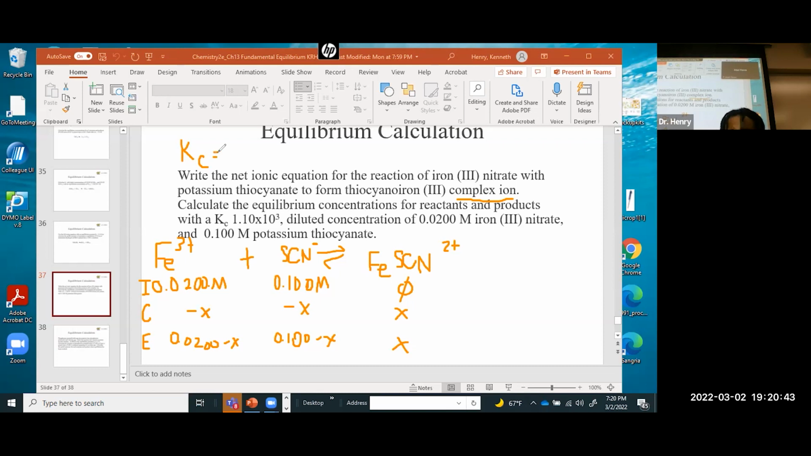So then we have Kc equal to 1.10 times 10 to the third power, and that's going to be equal to X divided by 0.0200 minus X times 0.100 minus X.